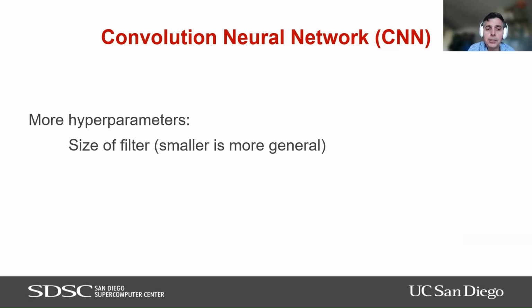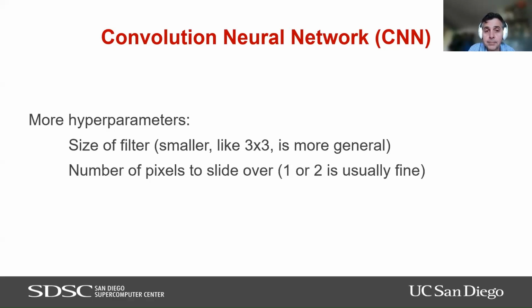So the convolution operation is introducing some more hyperparameters that we have to think about, the size of the filter. And in general, smaller filters are better. And in fact, people have found that it's really good to just start with a 3x3. It's kind of like the smallest filter you can use and just build layers. The number of pixels to slide over, usually slide over 1 or 2. As long as you have computational power, you can pretty much do 3x3 filters and slide over 1 pixel at a time, and then you don't lose any granularity.